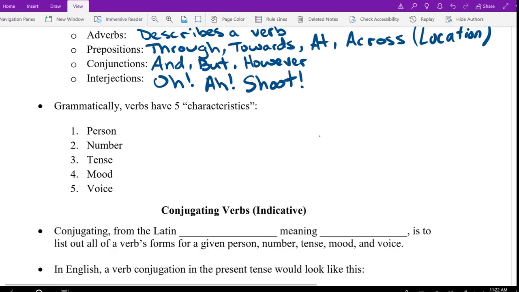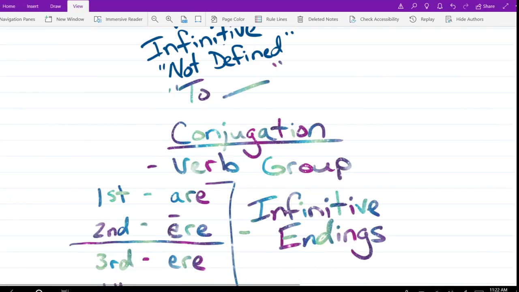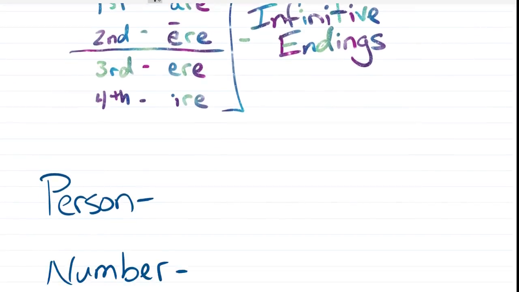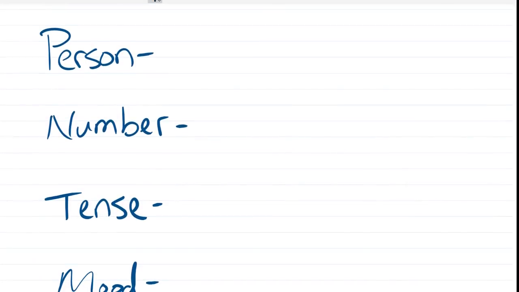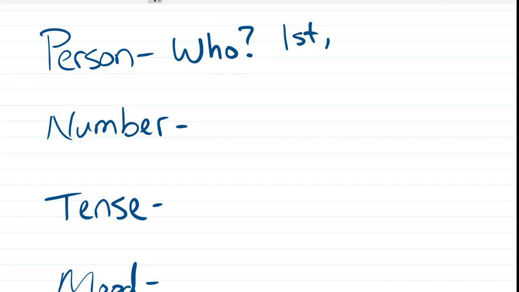And just for the sake of space, I'm going to jump over to these other notes. Okay, and let's talk about person, number, tense, mood, and voice, and what each one means. So person is simply answering the question of who is speaking. Okay, and you have the options of first, second, or third person. Okay, it's always in relation to the speaker.